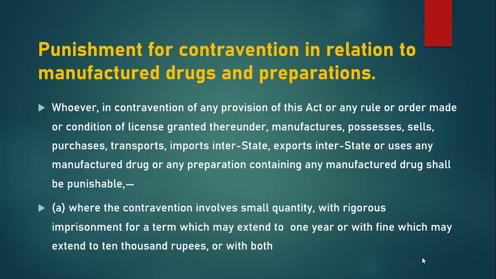And where the contravention involves small quantity, with rigorous imprisonment for a term which may extend to 1 year, or with fine which may extend to 10,000 rupees. The same thing again. If any contravention involves small quantity, you may get punishment of 1 year imprisonment or a fine which may extend to 10,000 rupees.